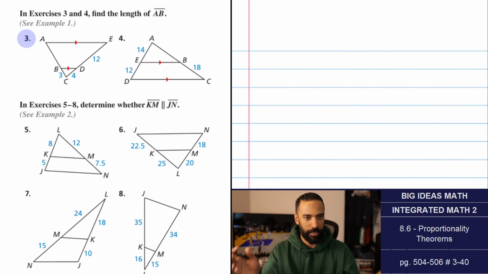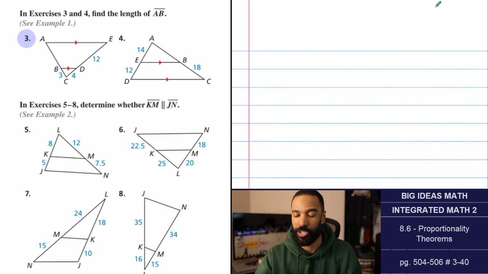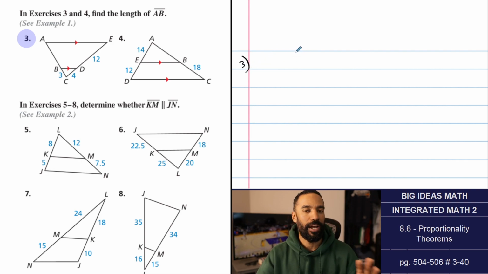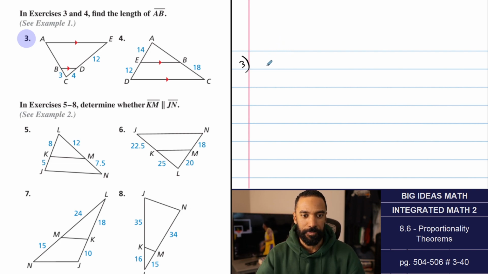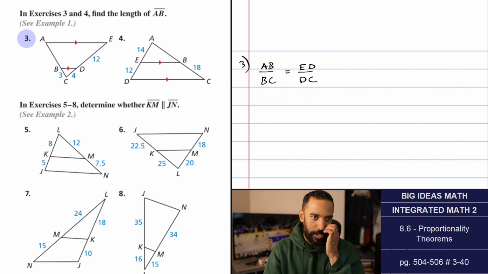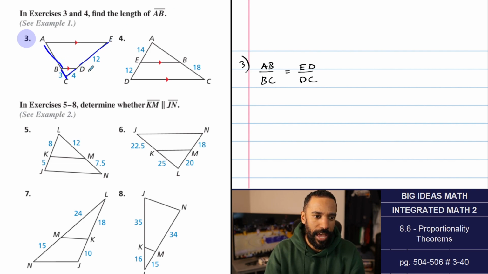Now, if you're just jumping in for the first time, you should have seen the lecture. There's something called the triangle proportionality theorem that states we can do this. Find the length of the segment AB. We can divide AB by BC, and that's the same thing as ED over DC. This is where these sides are split in that way. So this is this over this equals this over that.